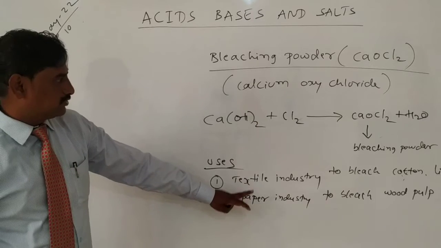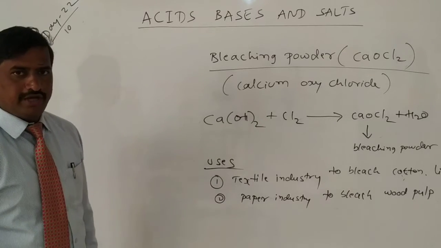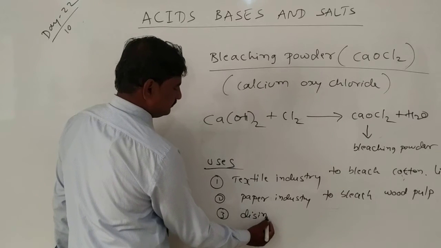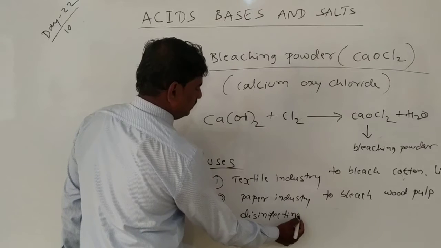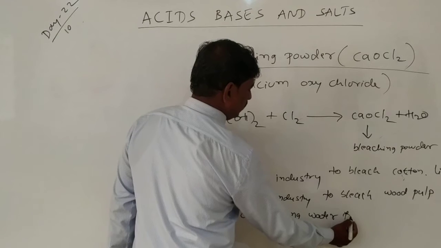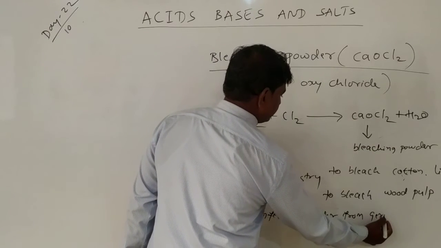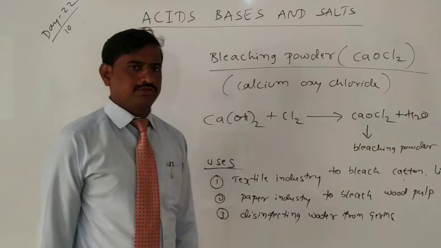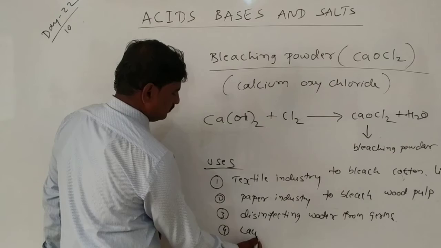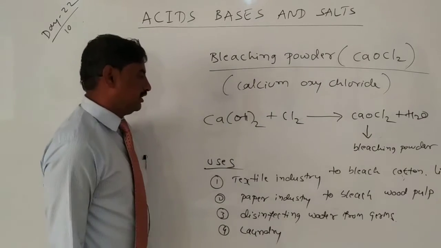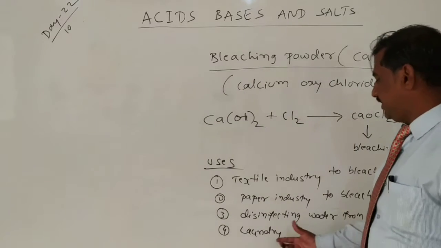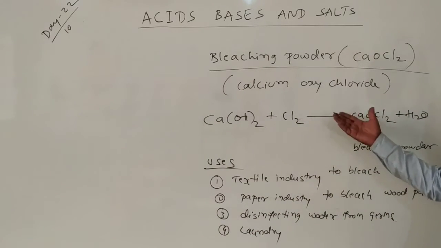In the paper industry also we are using the bleaching powder, and it is also used in disinfecting water from germs, in the purification process. And in laundry it is used to bleach the clothes. That is, for domestic purposes also we are using calcium oxychloride.